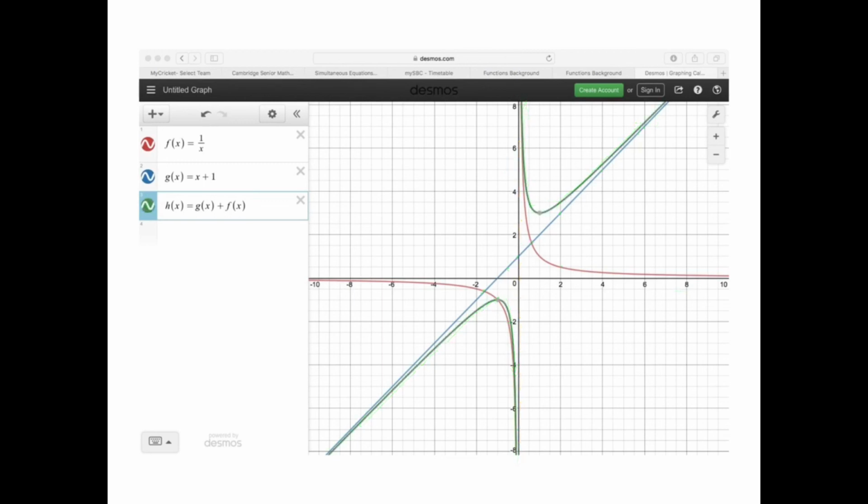If we have a look here, we can see it's pretty close to what we had sketched a little bit previously.